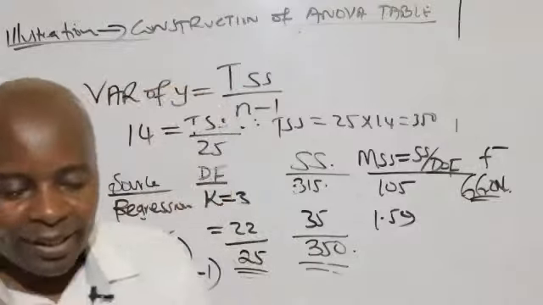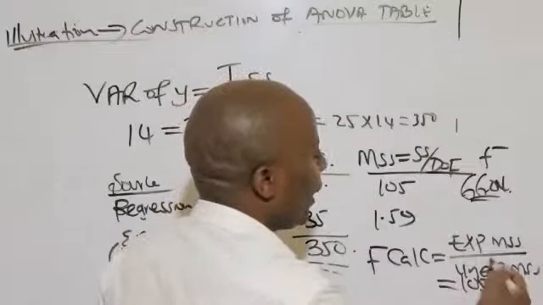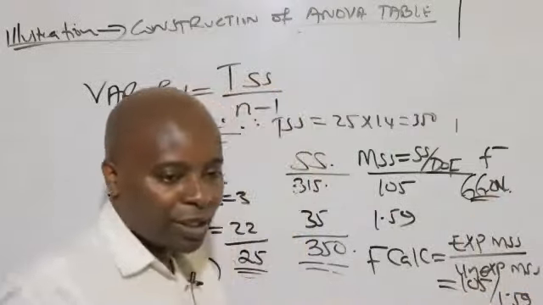Can I repeat the F calculation? The F calculation should be explained MSS over unexplained MSS. So the explained MSS is this one of 105 over 1.59. That's how we're able to get the 66.04.